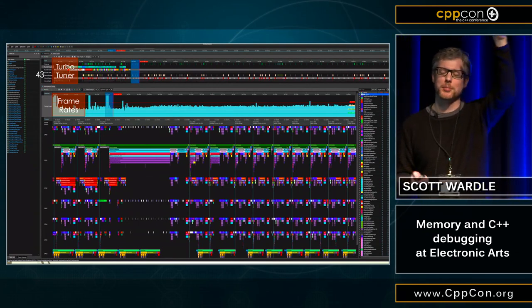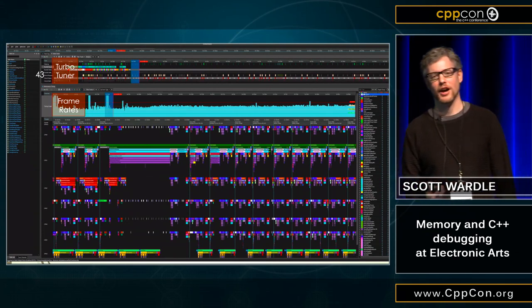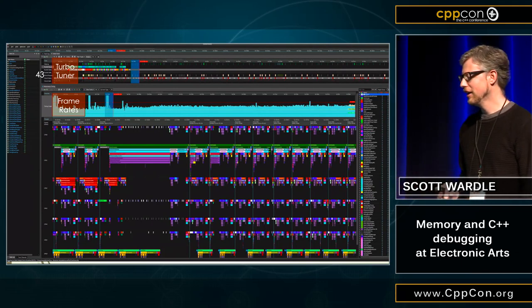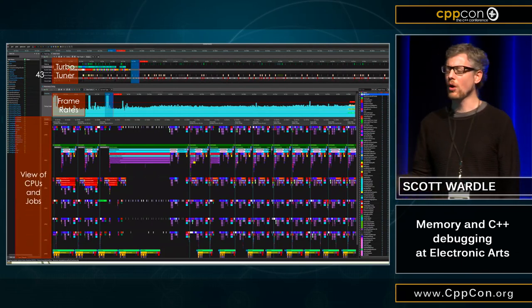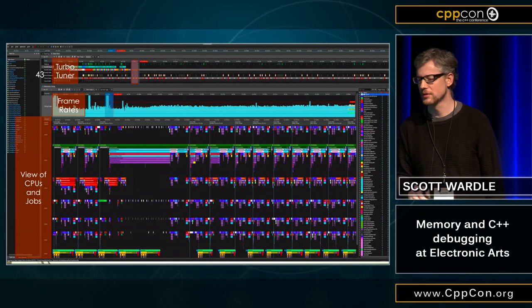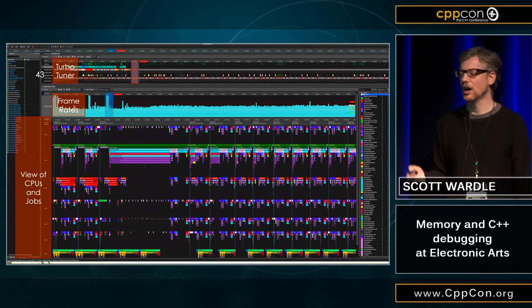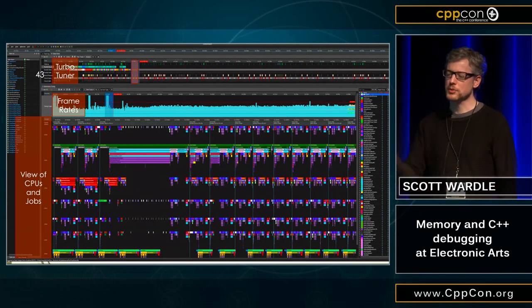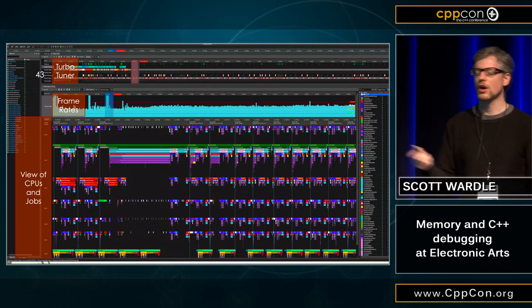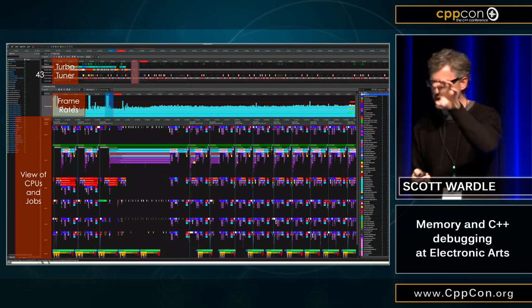I've got Turbo Tuner up at the top, I've got my frame rate meter there, and I can view all of what's going on in all of the CPUs. I can highlight what's going on in the Turbo Tuner to see what file I/O is going on in a particular location.